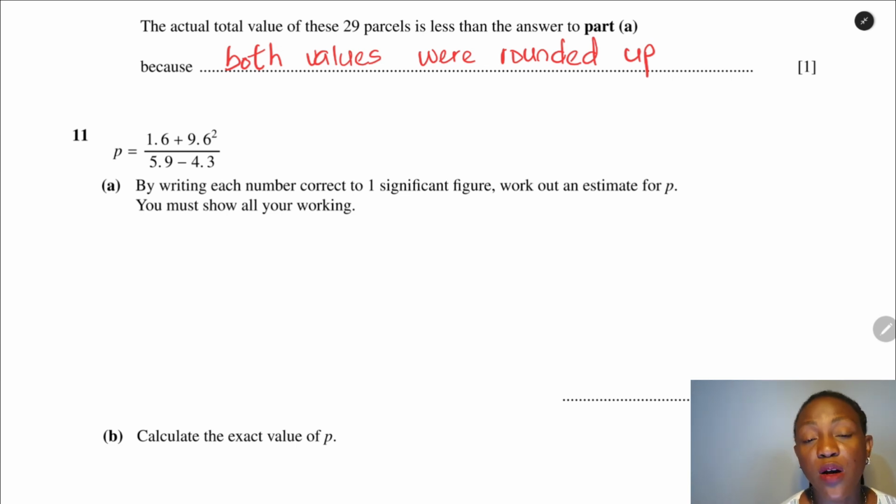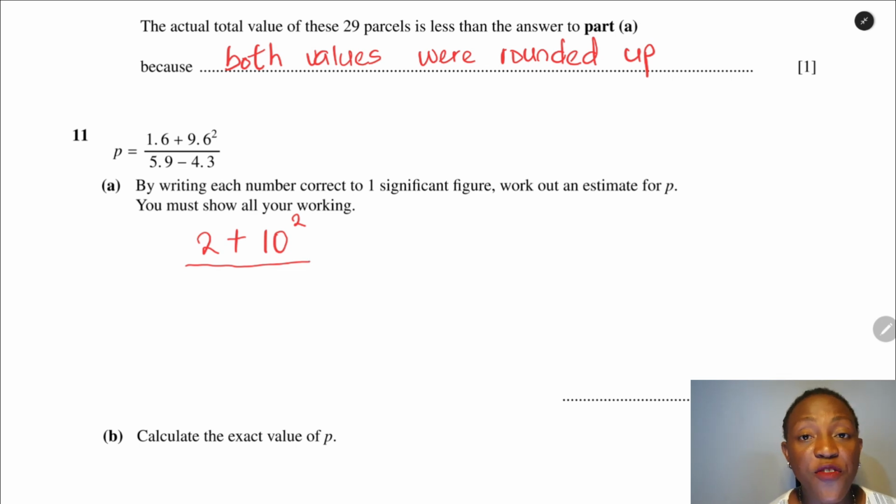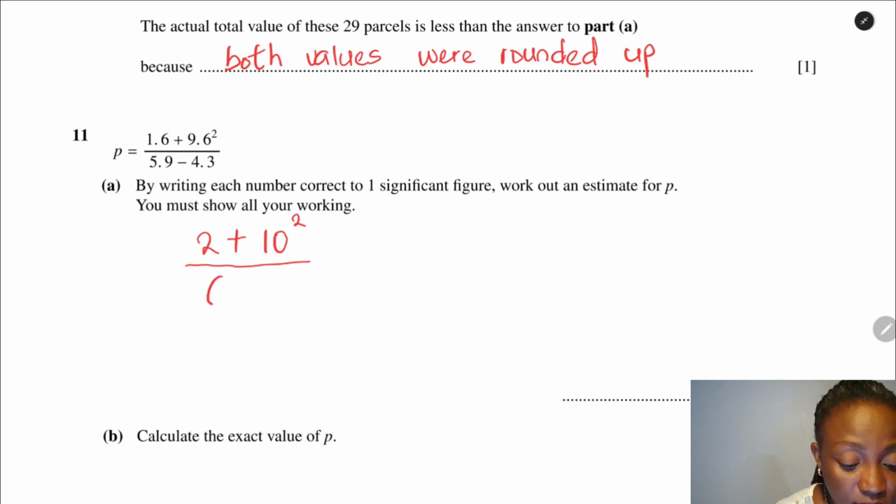So let's round each number correct to one significant figure. 1.6 to one significant figure will be 2 plus 9.6 correct to one significant figure will be 10. All right, so we have 2 plus 10 squared. Let's go to our denominator now. 5.9 to one significant figure will be 6 minus, sorry, that's a minus sign there. Minus 4.3 to one significant figure will be 4.